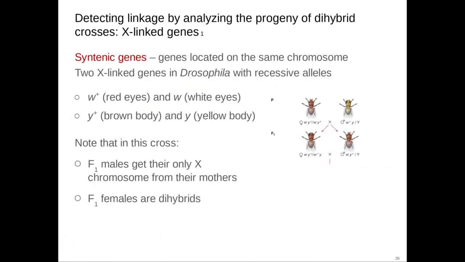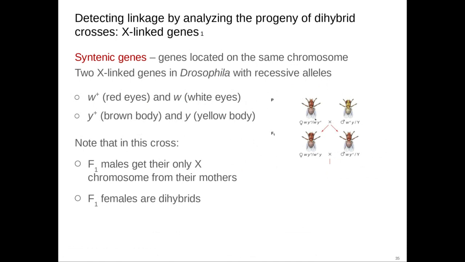Now, this brings us to a term, and this is one of my favorite words to say. It's called synteny, or syntenic genes. Genes that are syntenic are located together on the same chromosome. So if two genes are syntenic, you know they're close together on the same chromosome. Again, it's just a fun word to say, synteny. For instance, we can look at red eyes and white eyes and brown bodies and yellow bodies. These are syntenic genes, carried on the same chromosome.